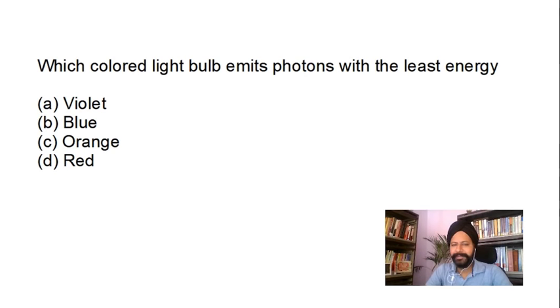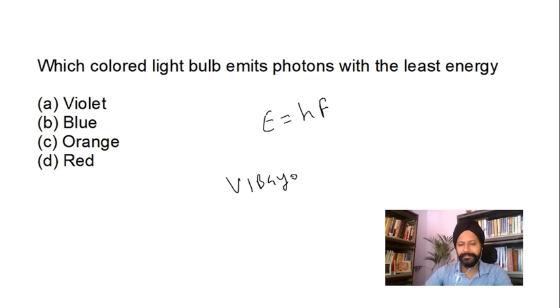Which colored light bulb emits photons with the least energy? Yeah, obviously it is governed by the equation energy is equal to the Planck's constant times the frequency. Now if you look at the spectrum there, the frequency is least for the red color light. Frequency is least, and that is why the least energy is the red color. Pure violet is more energetic, it has more frequency. Ultraviolet is more energetic. X-rays are more energetic. Gamma rays are super duper energetic.